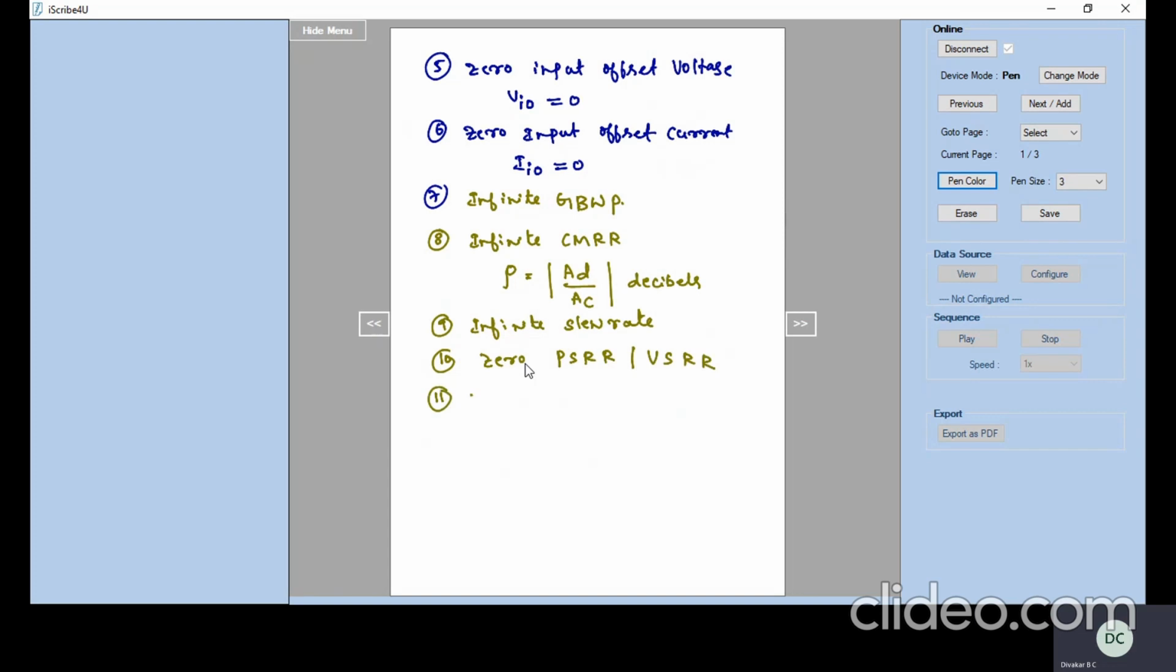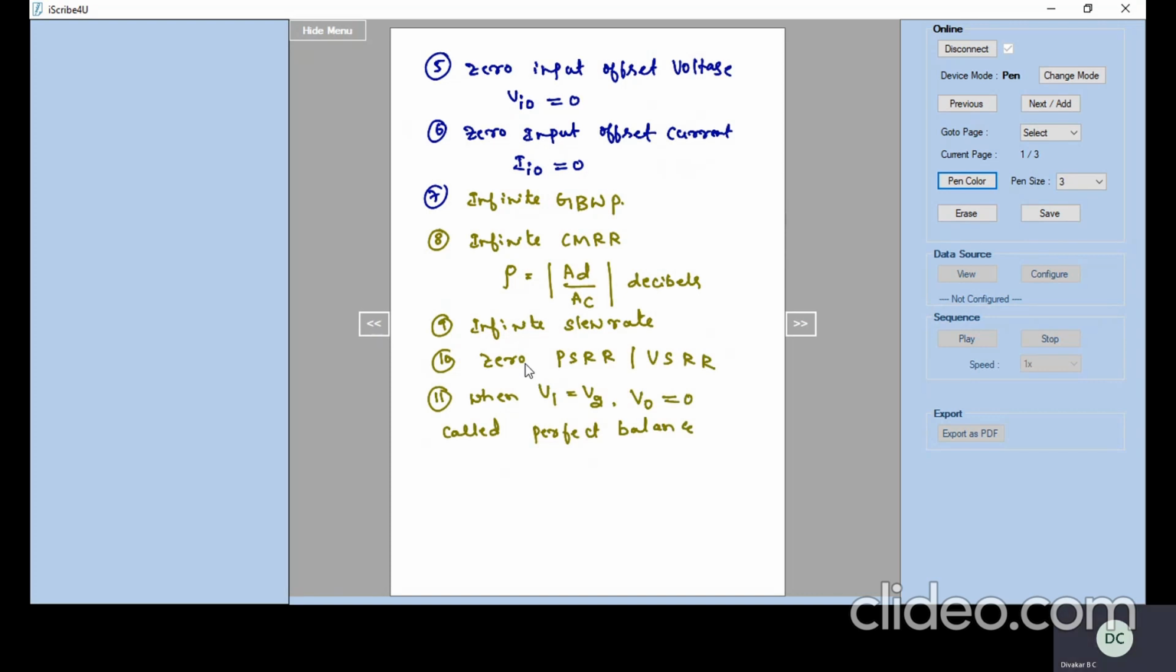And the next property is when V1 is equal to V2, the output voltage is 0, called the perfect balance.